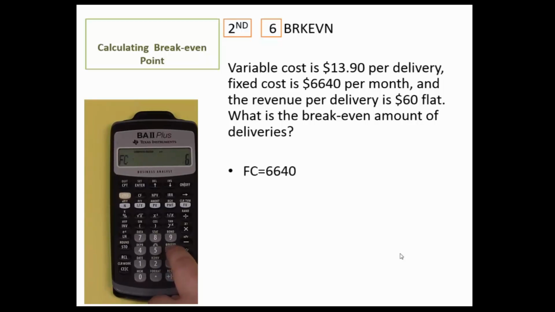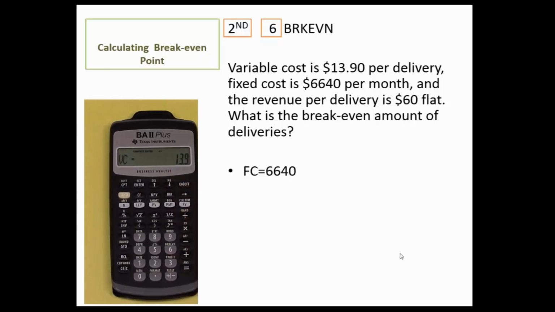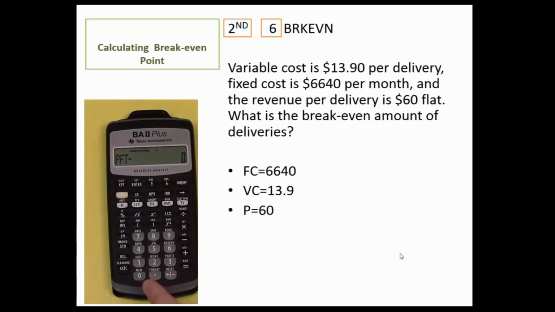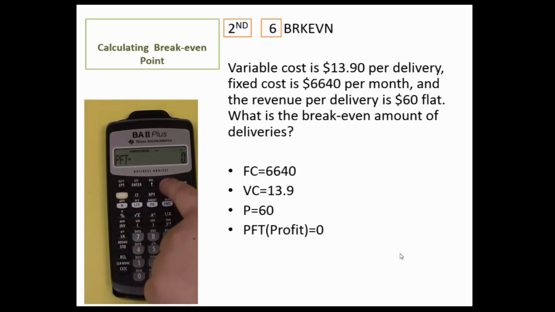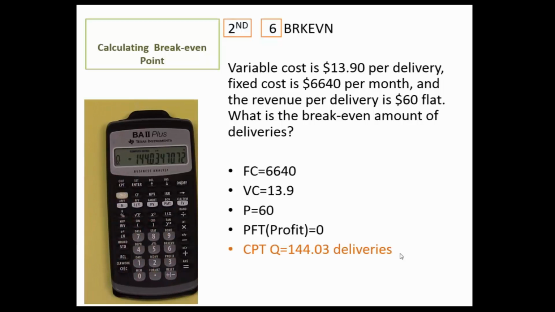Press second and then 6 to reach break even. Enter the fixed cost of $6,640, then press enter. Then enter the variable cost of 13.9. Press enter. Then enter the price of $60 and press down. Enter 0 for the profit and press enter. To calculate the number of deliveries required to break even, press compute. The answer is 144.03 deliveries.